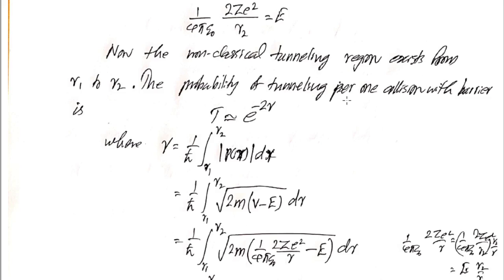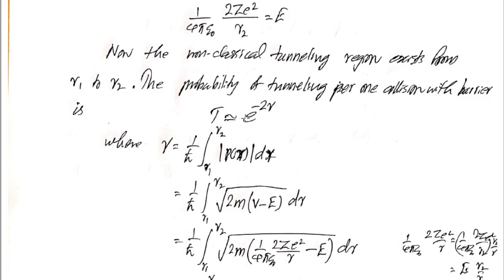Once it reaches the wall of the nucleus, it will experience an inward pull, so it will go back to the interior of the nucleus. So it feels what is called a potential barrier. But each time it collides with the wall, there is a small but definite probability of tunneling, and the probability of tunneling per collision was obtained in the previous session by using the WKB approximation.